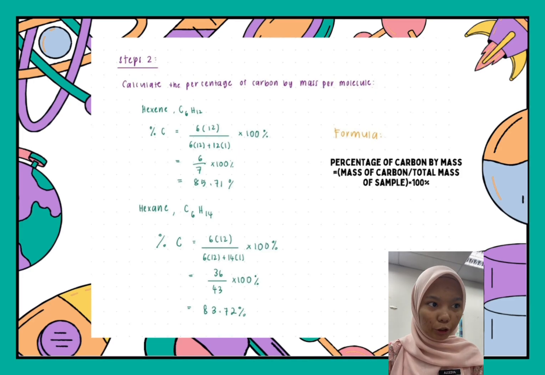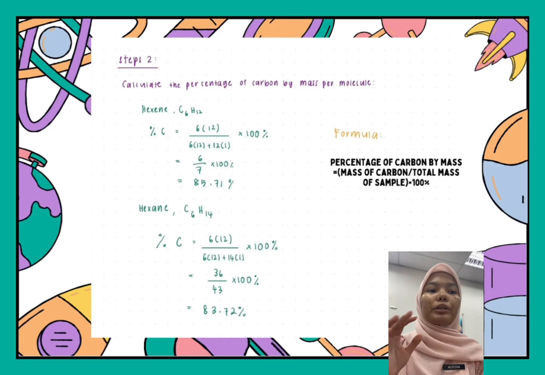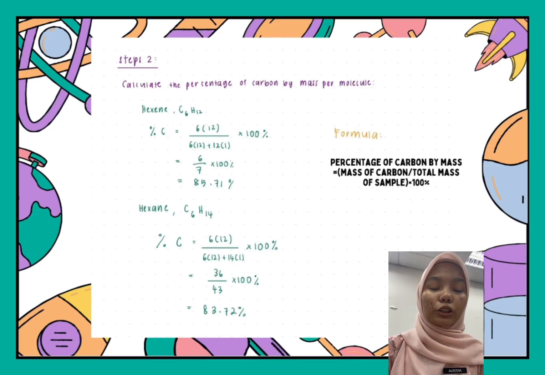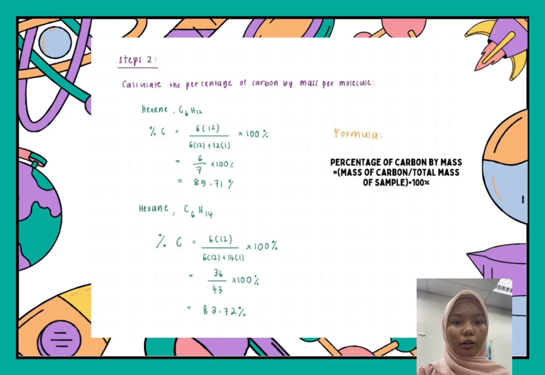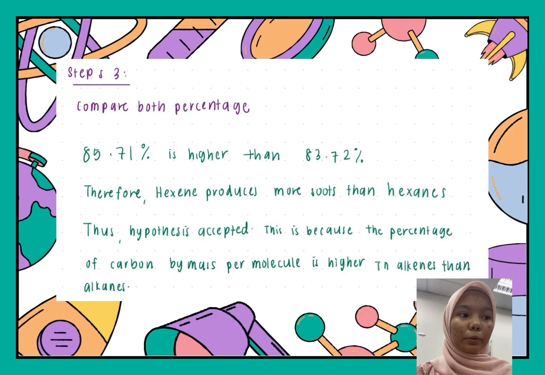After we got both molecular formulas for both molecules, we can compare the percent of carbon by mass per molecule by using the formula: percentage of carbon by mass equals mass of carbon over total mass of sample times 100. Substitute all of the values into the formula and we need to compare the percentage. As we compare both, we can find that 85.71% is higher than 83.72%.